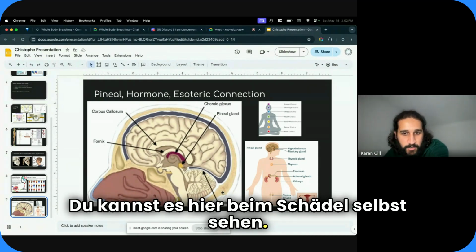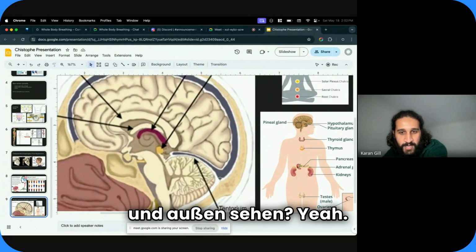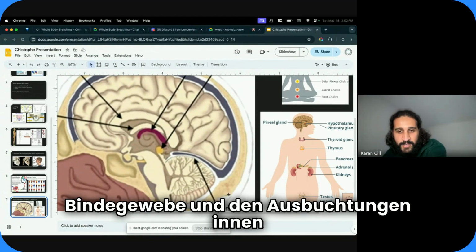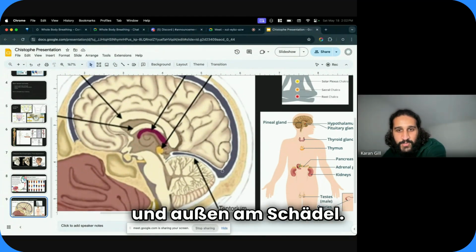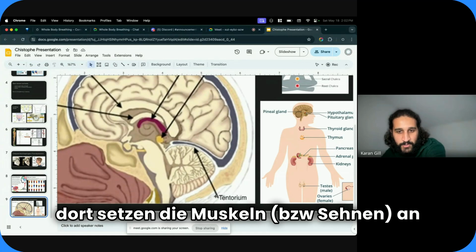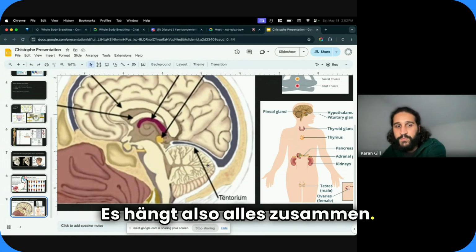So you can see here, even on the skull itself, can you see this ridge on the inside and on the outside? Yeah. So there's a continuity between the connective tissue and then the ridges on the inside and the outside of the skull. And then this bony protuberance on the outside is where the muscles on the outside attach into and pull it out from here and here. So it's all a continuity.